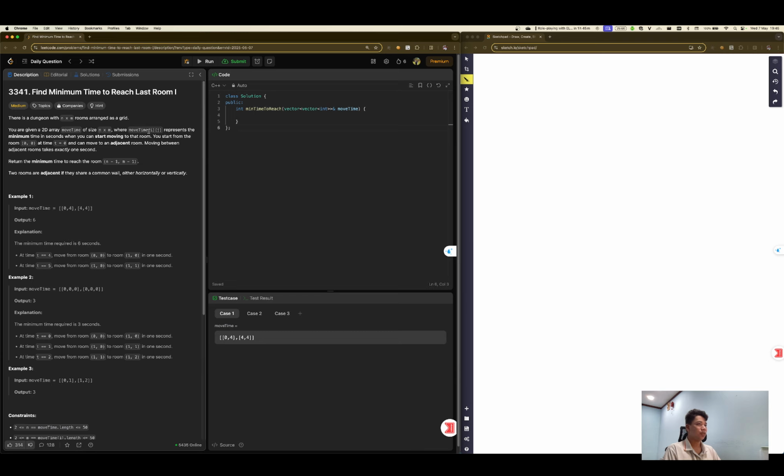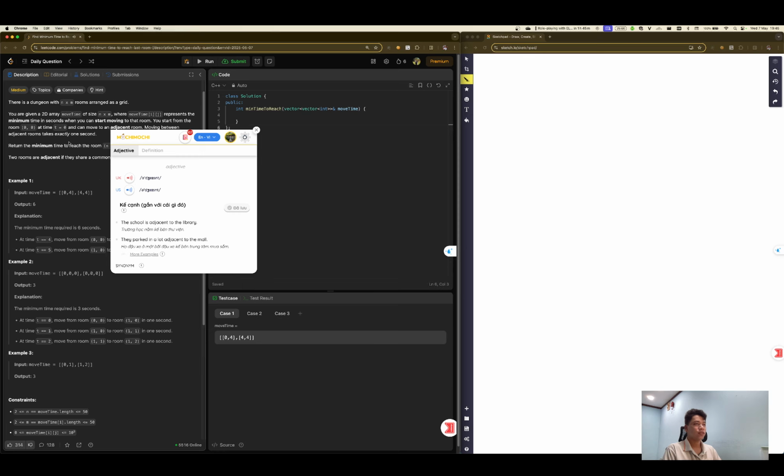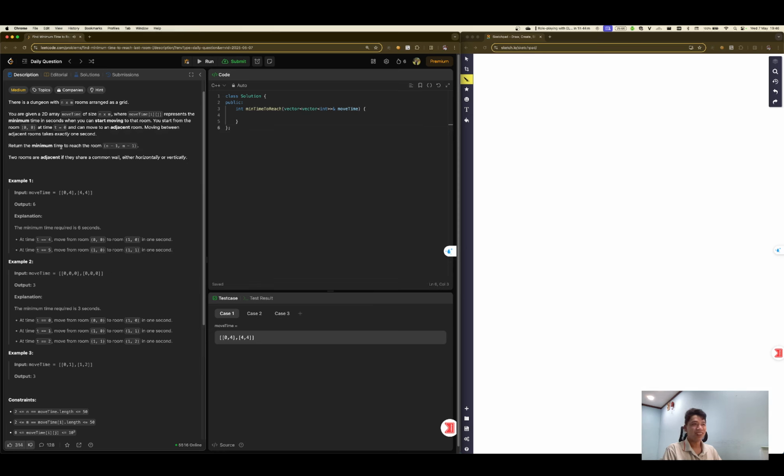moveTime[i][j] represents the minimum time in seconds when you can start moving to that room. And you can only move to the adjacent room. Two rooms are considered adjacent if they share a common wall. Okay, let's see the first example.